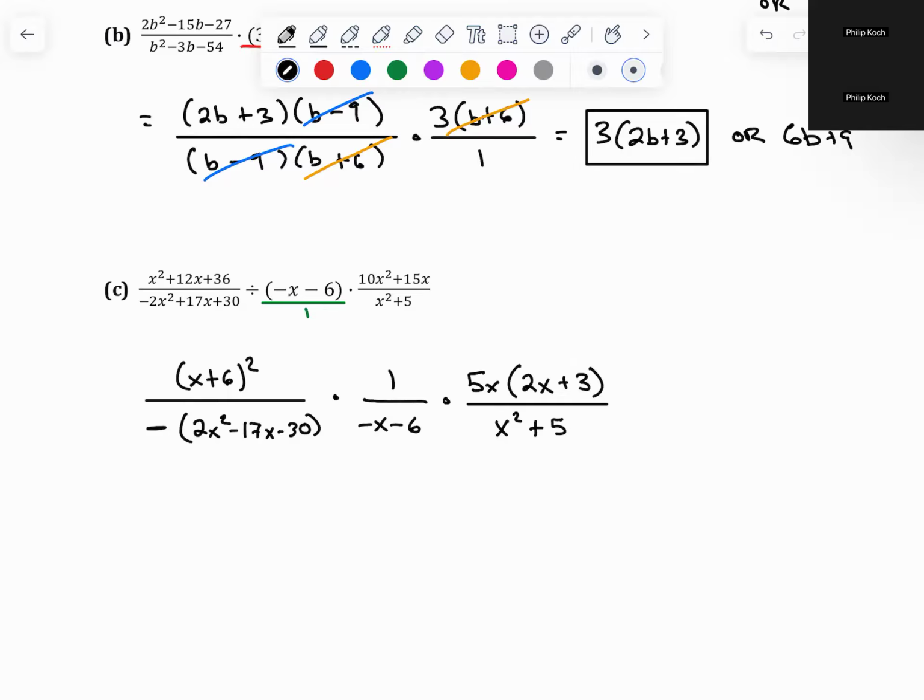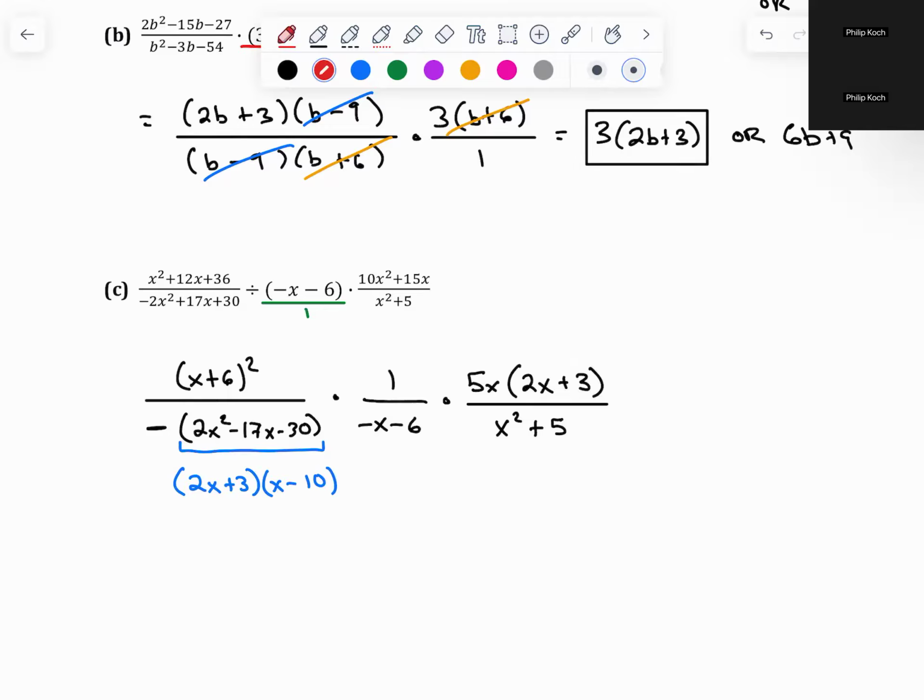In order to factor that, you have to extend yourself to complex numbers and write that as x plus i square root 5 times x minus i square root 5. But we're not going to deal with complex numbers. And then I'm going to write underneath this thing what this is factored to, which is 2x plus 3 times x minus 10.